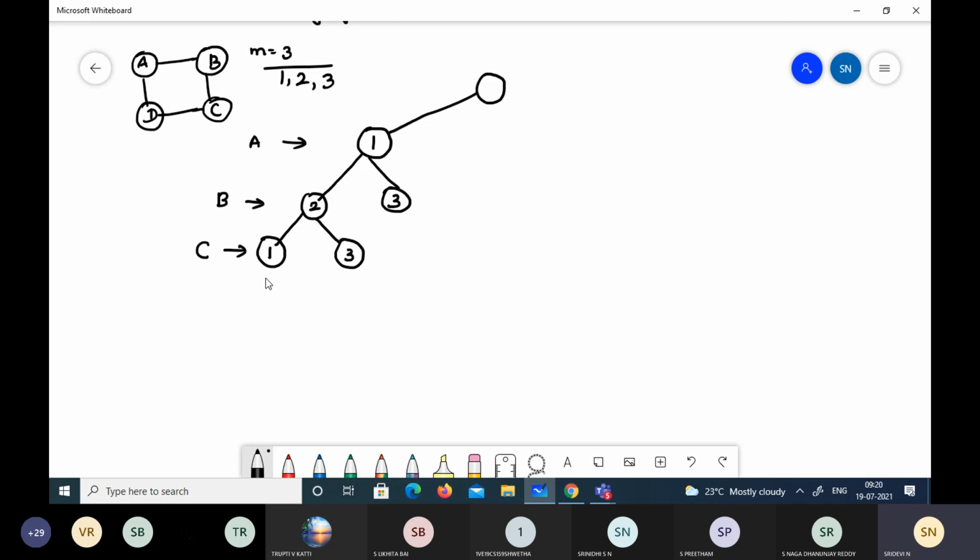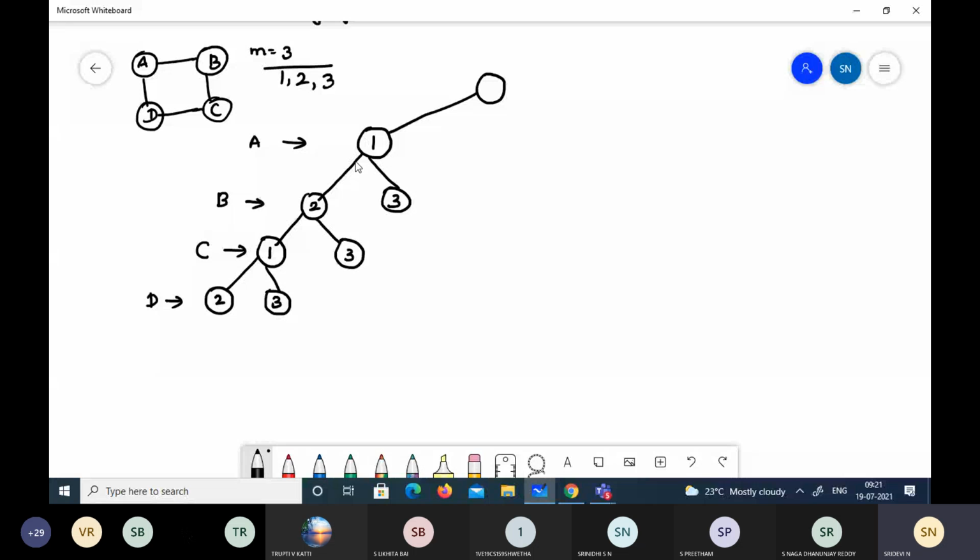Now, let's move on further and check. If A is 1, B is colored with 2, C with 1, then what are the possible colors which can be used for D? We will check. When C is 1 and A is also 1, what are the possible colors we can choose for D? It can be 2 and 3, isn't it? Okay, now we will backtrack again.